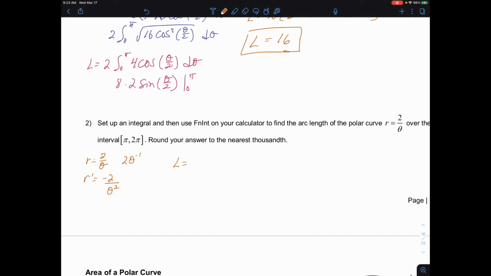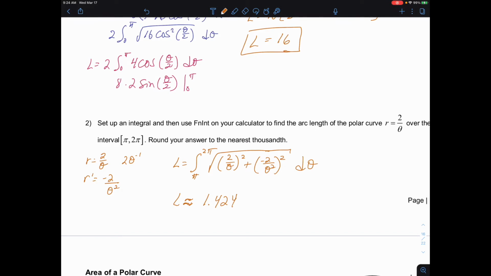So our arc length is equaling, from pi to 2 pi, the square root of r squared. So that's going to be 2 over theta, squared, plus r prime squared, which is going to be negative 2 over theta squared, squared. And you could square those out, or you could put them in your calculator just like that, which is what I did. And our arc length is approximately equal to 1.424. So sometimes we like when we can just throw those in a calculator.